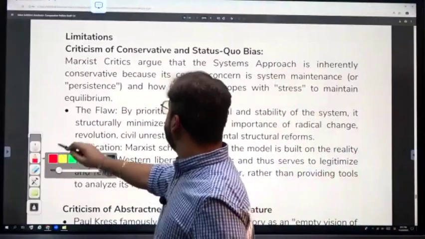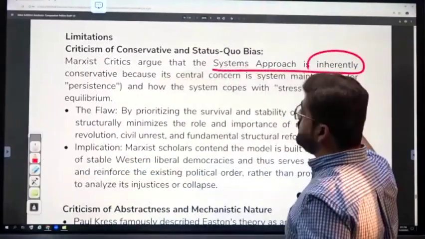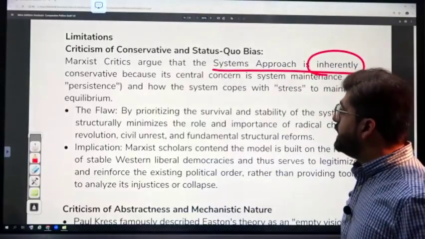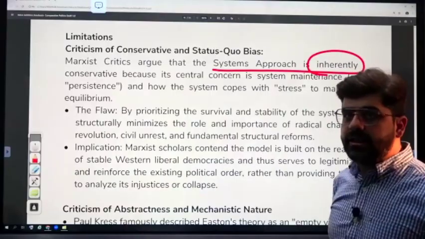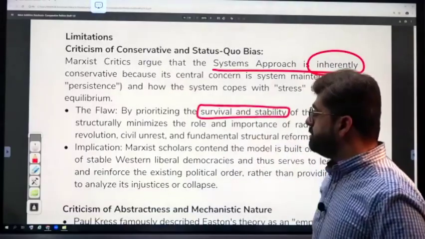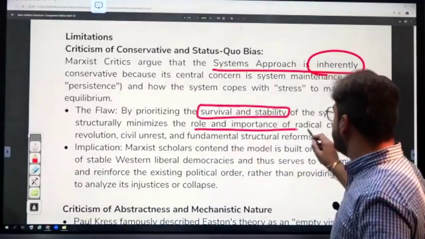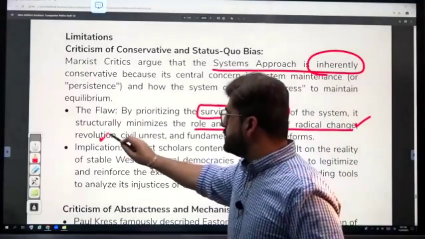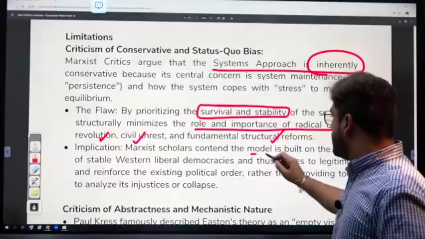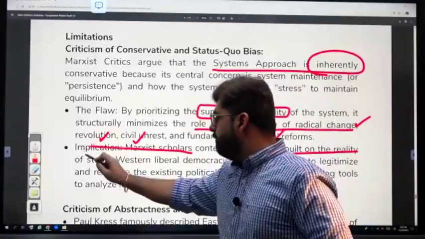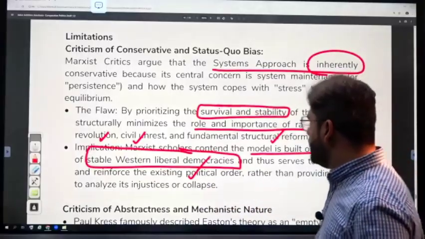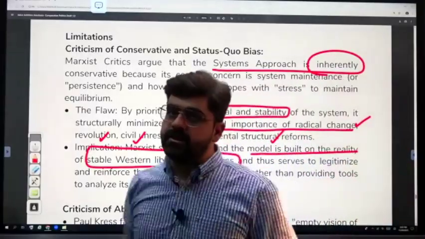Marxist critics argue that the system's approach is inherently conservative because its central concern is system maintenance and how the system copes with stress to maintain equilibrium. By prioritizing survival and stability of the system, it minimizes the role and importance of radical change, revolution, civil unrest, and fundamental structural reforms. The model is built on the reality of stable Western liberal democracies and reinforces the existing political order rather than providing tools to analyze the injustice.